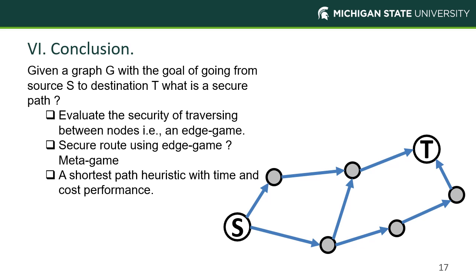So we started out by asking the question, in a graph G where an agent wants to go from a source vertex S to a destination T, what is a secure route? We showed how one can model the travel between two vertices, balancing between security and mobility, as an edge game. Next, we used the edge game to determine a secure path and a corresponding malicious edge. Finally, we used the edge game again to determine a fast and simple heuristic to determine a corresponding secure route.